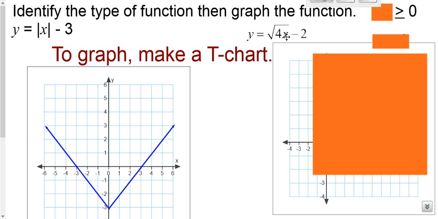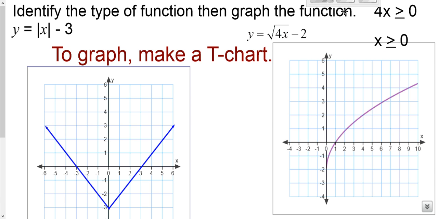Remember, in graphing radical functions, you want to take what's on the inside of your root, which can't be negative, set it to be greater than or equal to 0 because it can't be negative, solve it, and you get x to be greater than or equal to 0. Then you make a t-chart with x values starting at 0 and going up from that. When you plot those points, you get this shape.